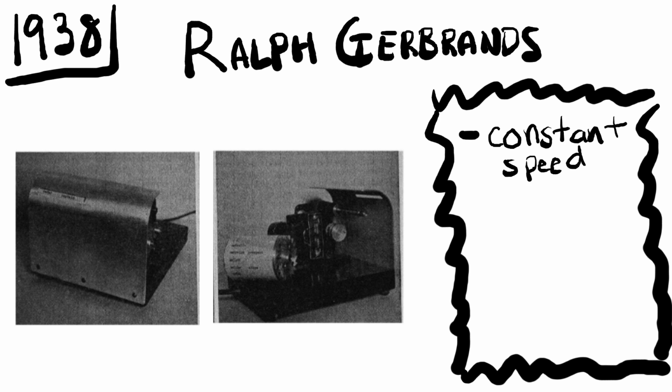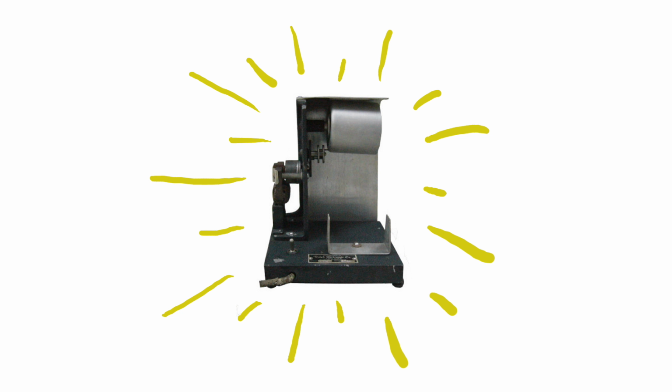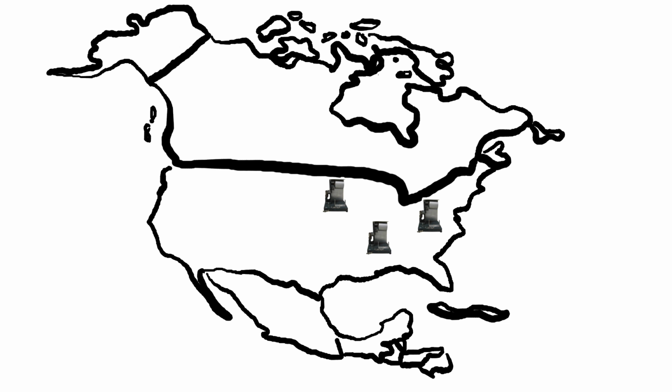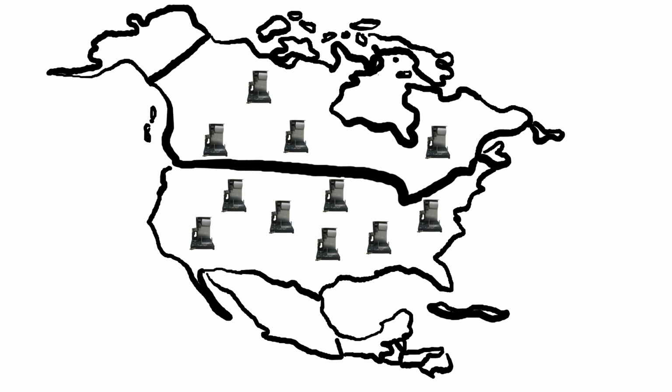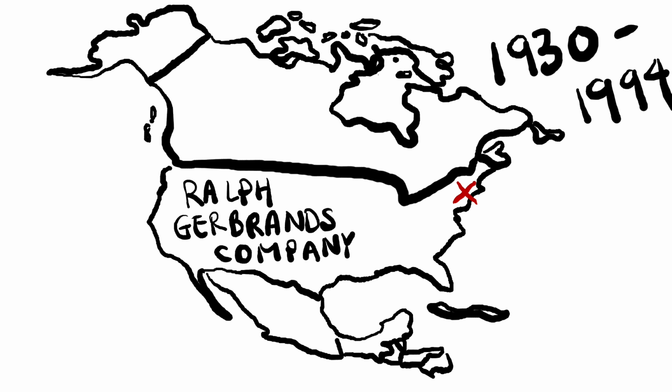The speed of the drum was constant, there were different speed settings, and it had an electric motor. This model of the memory drum was the one used most widely across America and was distributed by the Ralph Gerbrands Company. This company was founded by Ralph Gerbrands, and it manufactured many different experimental psychology apparatuses at the University of Harvard. The company existed from 1930 until 1994.